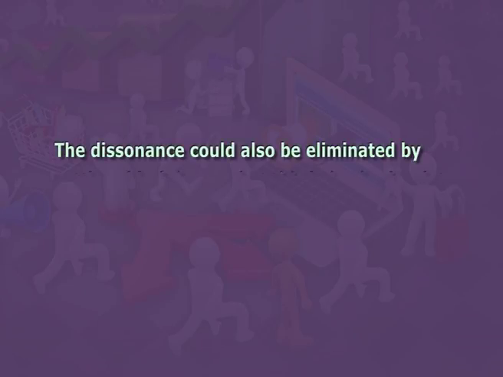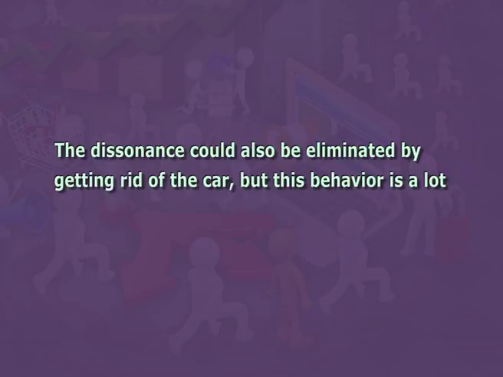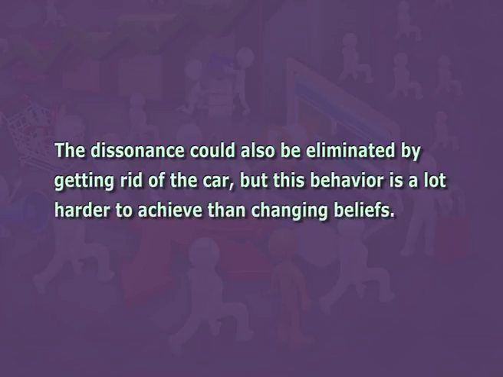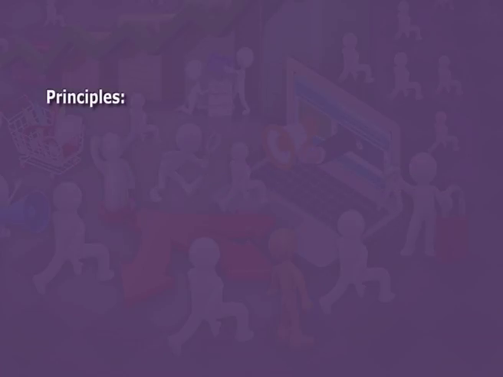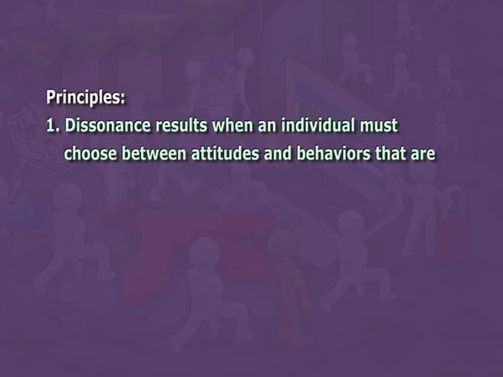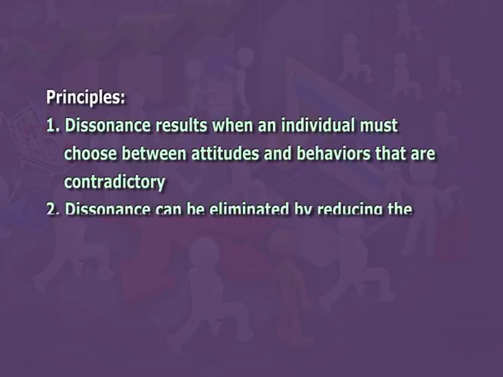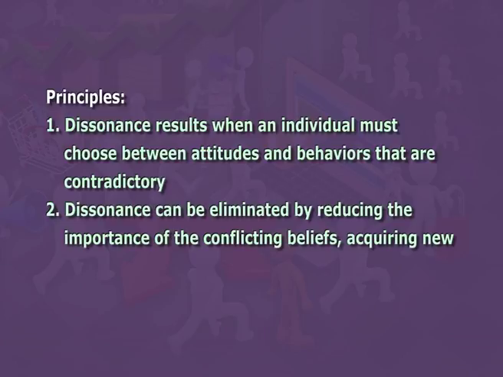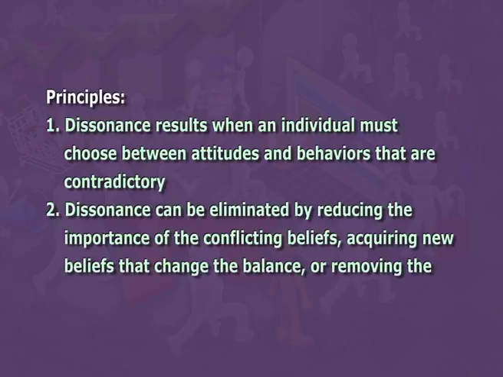The dissonance could also be eliminated by getting rid of the car, but this behavior is a lot harder to achieve than changing beliefs. Now, let us look at the principles. Firstly, dissonance results when an individual must choose between attitudes and behaviors that are contradictory. Secondly, dissonance can be eliminated by reducing the importance of the conflicting beliefs, acquiring new beliefs that change the balance, or removing the conflicting attitude or behavior.